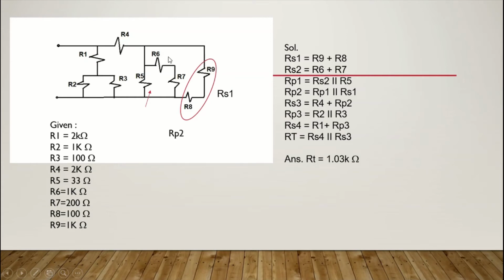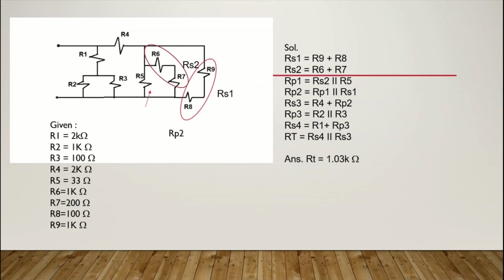Anong next? Since complicated pa ito, gawin natin itong simple bago natin ito i-join sa kanila. Bago natin i-join yung RS1, gawin muna natin simple itong isa. Okay? What's the connection of R6 and R7? That's also series connection. So, RS2, R6 plus R7. So, andyan sa given yung kanilang equivalent resistances. So, pwede mo na i-add diretso.